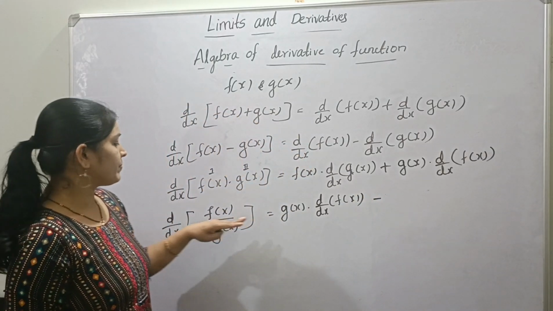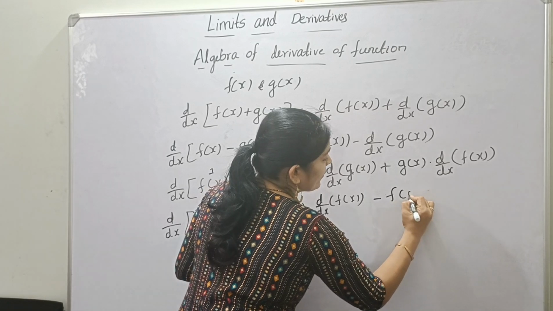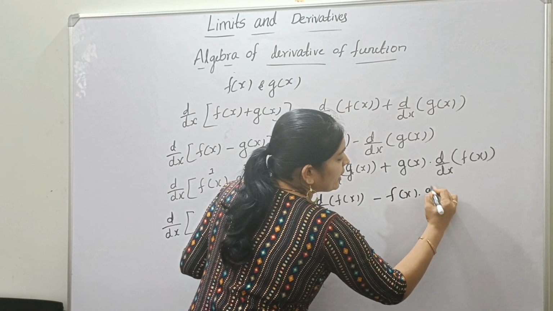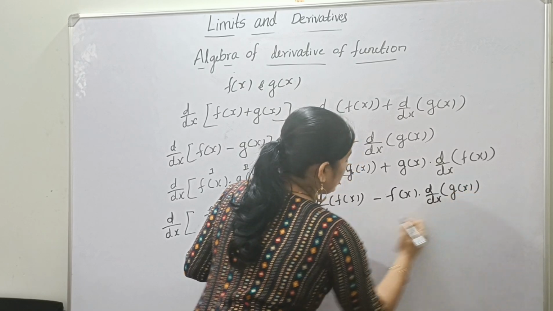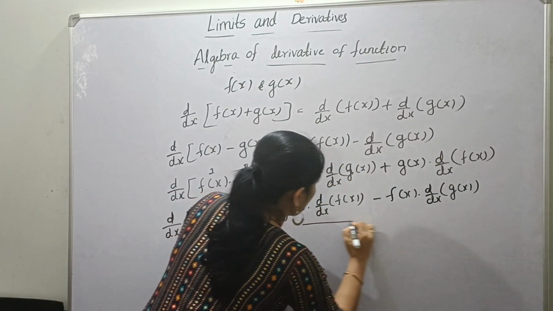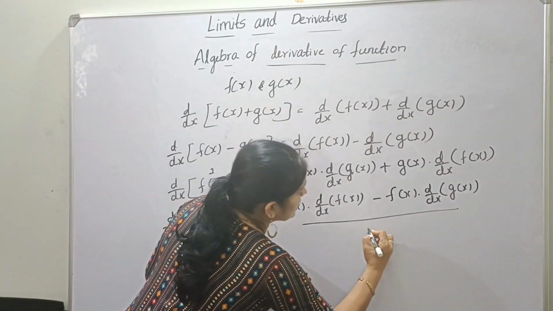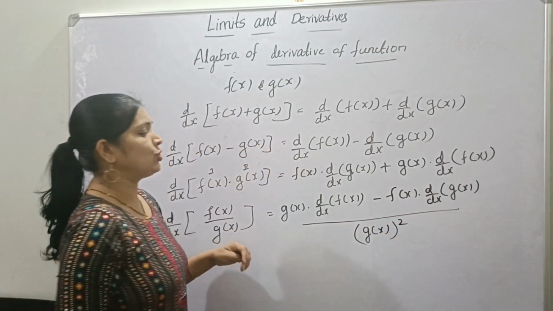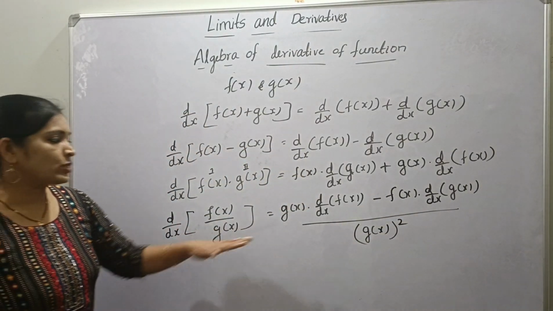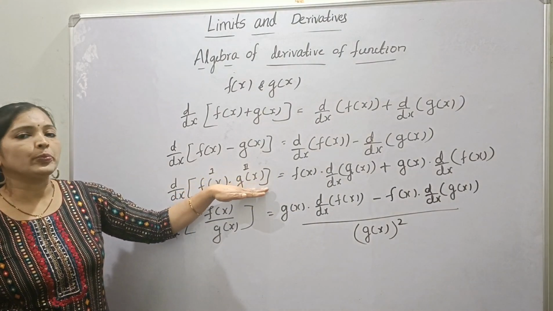minus the numerator, that is f(x), into d/dx of the denominator, whole divided by g(x), that is the square of the denominator, g(x) whole squared. So it's also very very important. It is called the quotient rule, just as the earlier one is called the product rule.